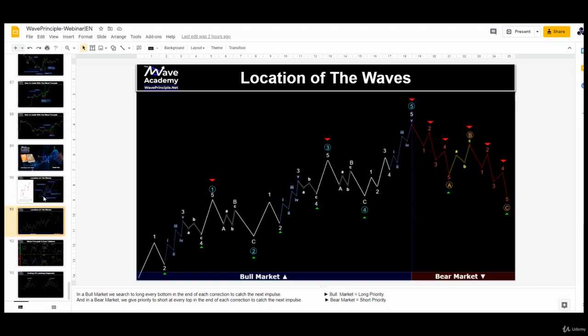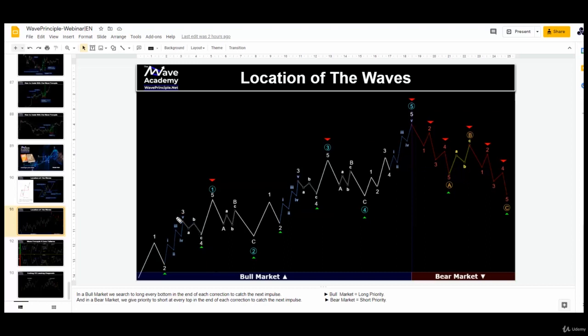That means that the only place that we can find diagonals is in impulsive waves, in 1, in 3, in 5, in this 3, in this 3, in this 1. We can also find ending diagonals in C, in the end of 2, in this little c, in the end of 5. We can find leading diagonals in A. We can find leading diagonals in 1 if it's a zigzag. We can also find a leading diagonal in this little a.